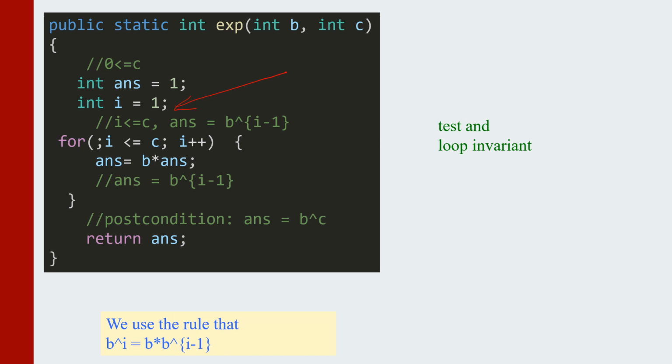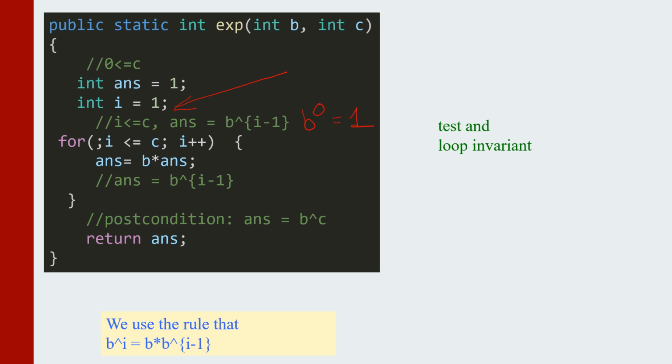It depends on what c is, but it should be the case that to go into the loop, i is less than or equal to c. So c is equal to 1 or greater. And if that is the case, by the way, the answer so far is equal to b to the i minus 1, because this is currently b to the 0, which is in fact 1. So that's true.